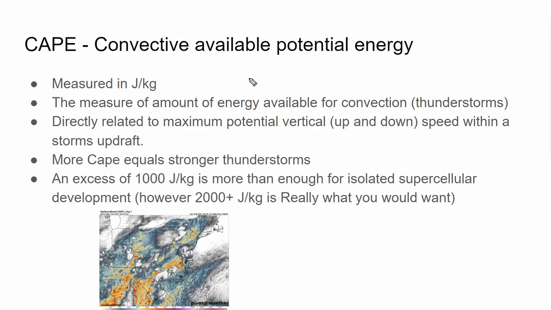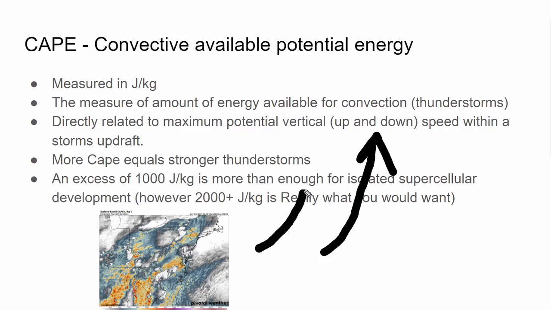Now going into, like I said, CAPE, measured in joules per kilogram, it is the measure of the amount of energy available for convection, which is thunderstorms. It is directly related to maximum potential vertical wind speed within a storm's updraft. If you guys have ever heard, in sports, people are trying to measure their vertical, which is how high they can jump up in the air and how high their feet can get above the ground, right? So when we're talking about vertical, we're talking about up and down. So it's directly related to the maximum potential of up and down wind speed within a storm's updraft.